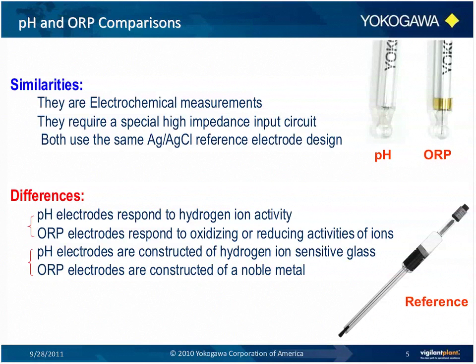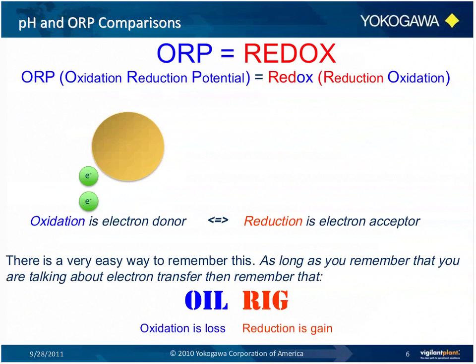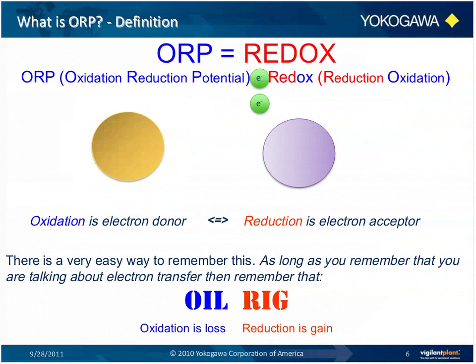So now let's take a moment to discuss what ORP, or oxidation reduction potential, actually is. Another name for this type of measurement is redox. This refers to the fact that within a process being measured, reduction and oxidation are occurring simultaneously. One cannot occur without the other. If one species undergoes oxidation, or loses electrons, then another species must accept those electrons and is then said to be reduced, or it gains electrons.